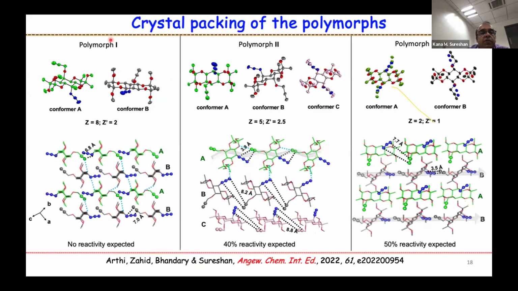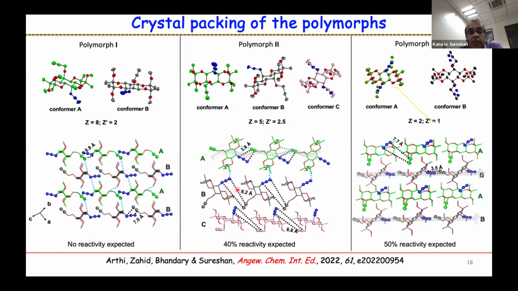And this is polymorph 1, wherein we have two different conformers, conformer A and B. And you don't expect any reactivity. As you can see, the distance between them is about 6.8 in one case, and in the other conformer it is 7.0. So you don't expect any reactivity here. In polymorph 2, there are 2.5 molecules in the asymmetric unit, of which only one of the conformers is self-sorted in a reactive distance, which is 3.8 angstrom.